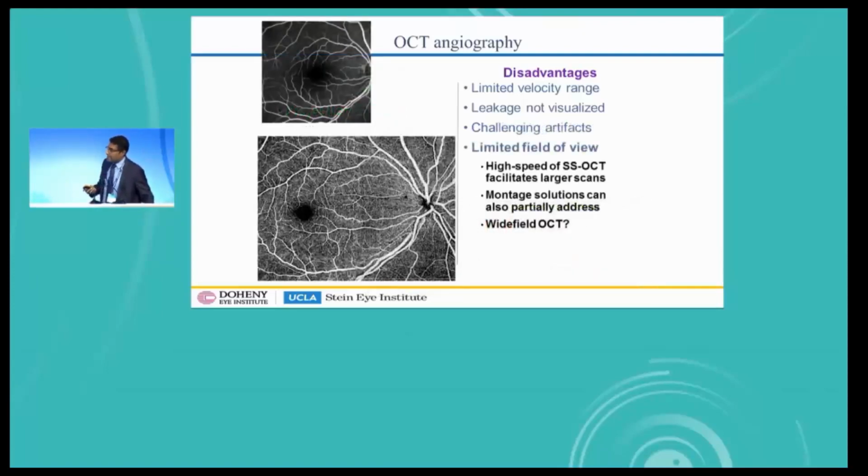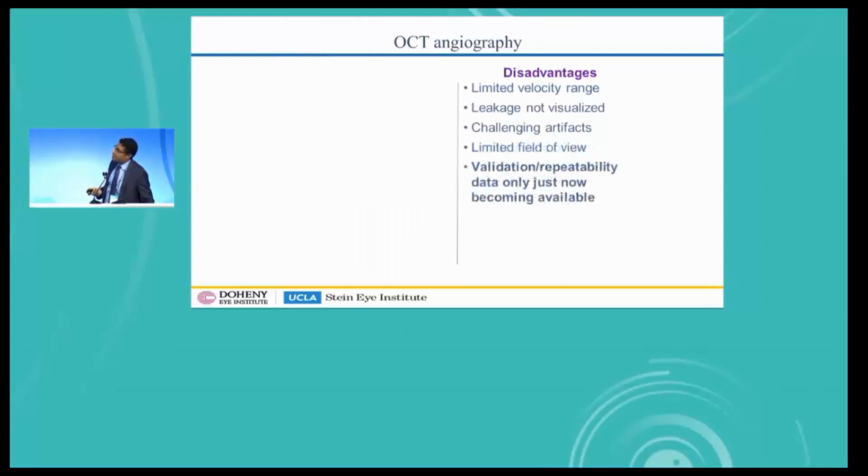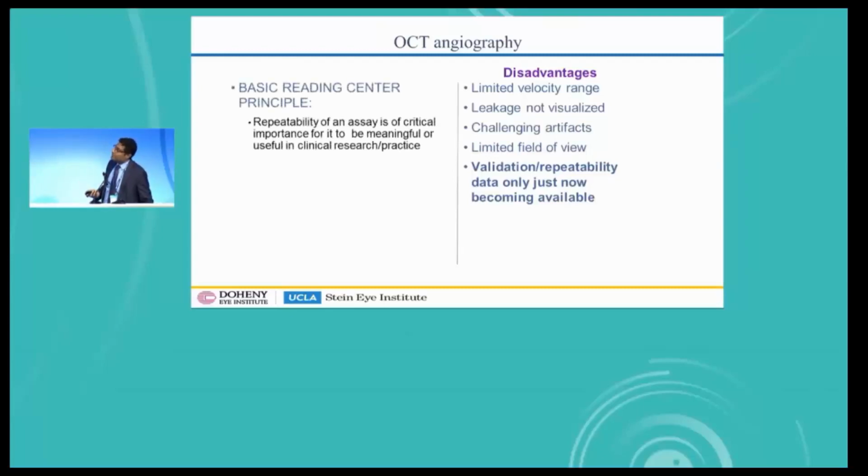Also, we really can't do wide field all the way to the periphery yet. You can montage scans, like these nice images from Carl. But they can potentially partially address this, but it's still a limited field of view. And of course, the biggest thing is, from a reading center perspective, we need to know how repeatable is this information.